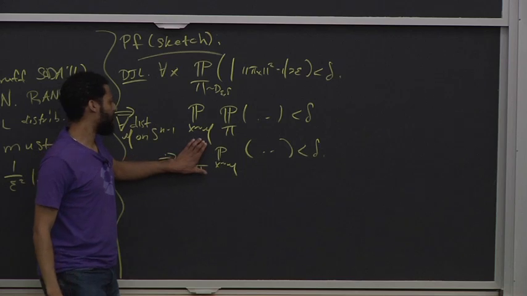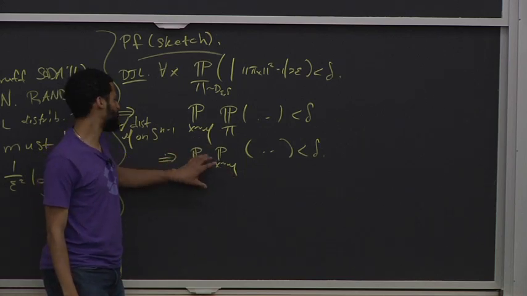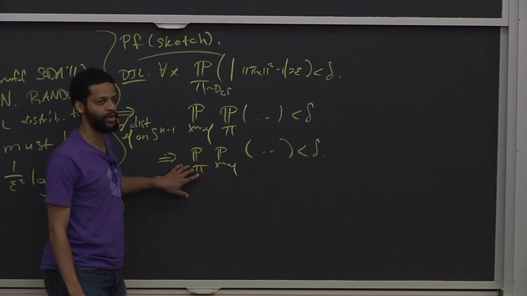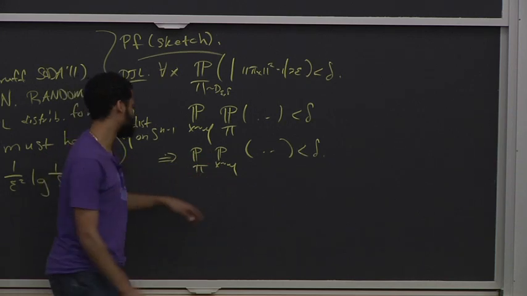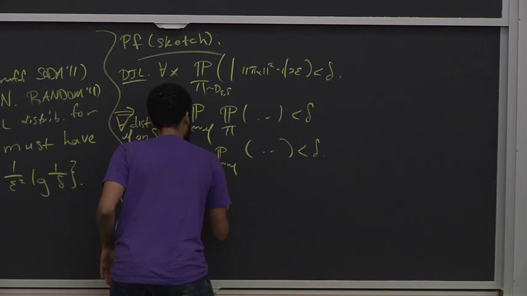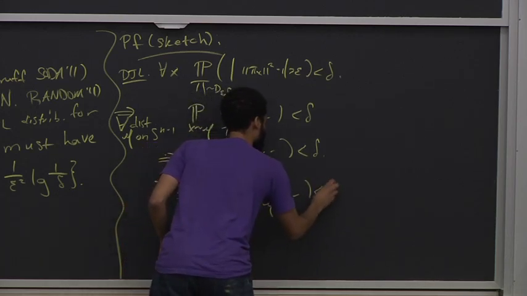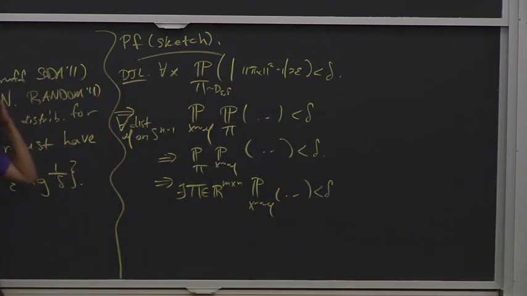But if a random pi has this probability of being small, right, it means that there exists a pi in the support of the distribution where this probability is small. This implies that there exists a pi in the support of the distribution such that the probability over x coming from mu is less than delta. Right?